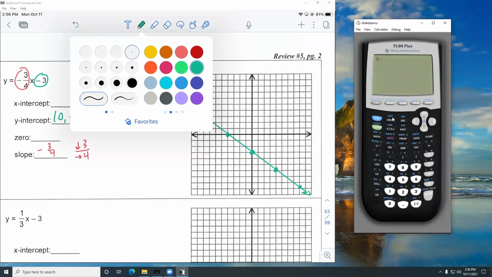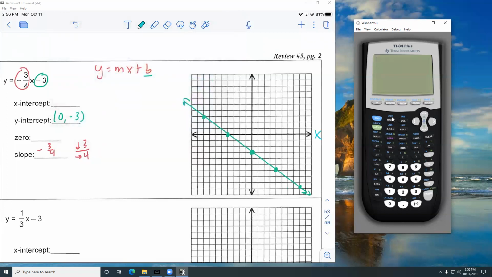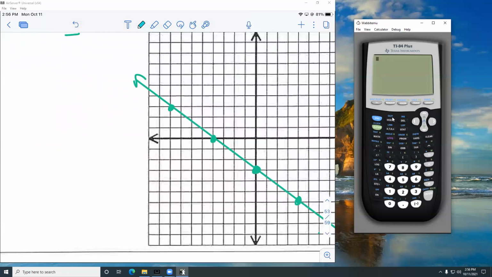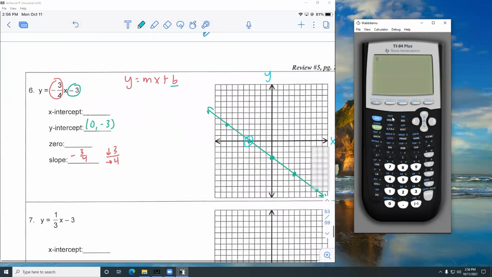All right, and now let's find our x-intercept. X is side to side, y is up and down. I count over 1, 2, 3, -4. So my x-intercept is at the point -4, 0, which means that my zero is just -4.